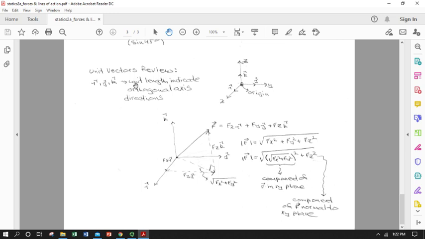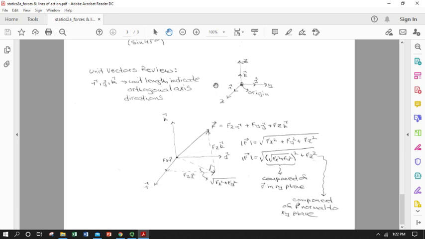A unit vector has a very specific definition. It's a vector that has the length of 1, and that's no units. It is not 1 anything, it's just 1. It's dimensionless. It has no length, no magnitude, no units. It's 1 by definition. So all it gives you is direction. It can be pointing in any direction, but its length has to be 1.